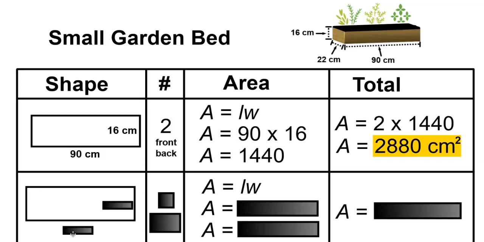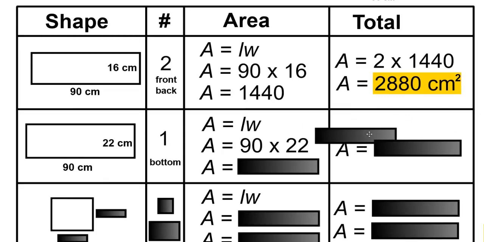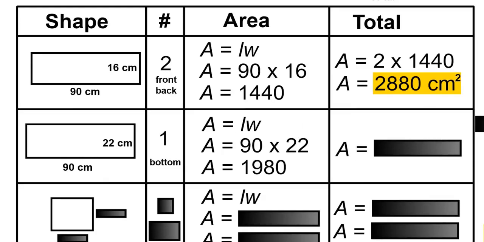Now we'll do the bottom. Draw a rectangle. The dimensions are 90 by 22. It's just the bottom and not the top, so there's only 1. Area equals length times width. Area equals 90 times 22. So the area is 1,980. Since there's 1, this is the total, 1,980 centimeters squared.